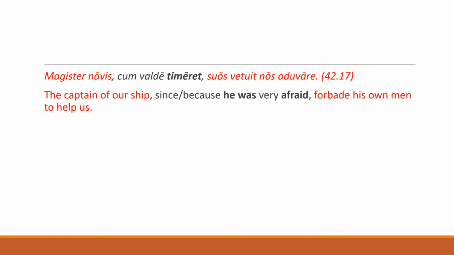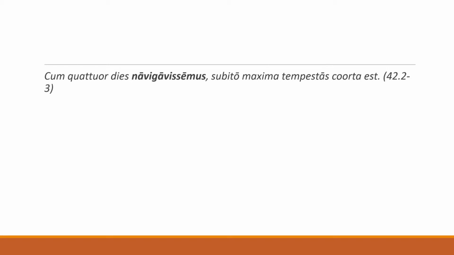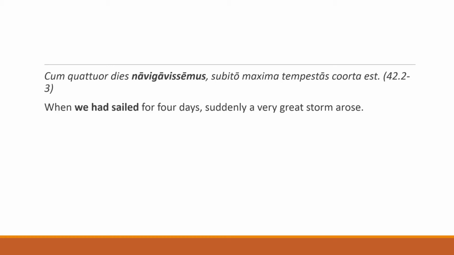Now let's look at a second example. This one is another example of a subordinate clause with a subjunctive verb. Here we have navigavissemus, meaning we had sailed. The translation of this sentence is when we had sailed for 4 days, suddenly a very great storm arose. And navigavissemus here is translated we had sailed. Now using the supporting, the connecting verb had, we know that that's going to be pluperfect, okay? This indicates action taking place before the main verb. So navigavissemus, pluperfect subjunctive, we had sailed.